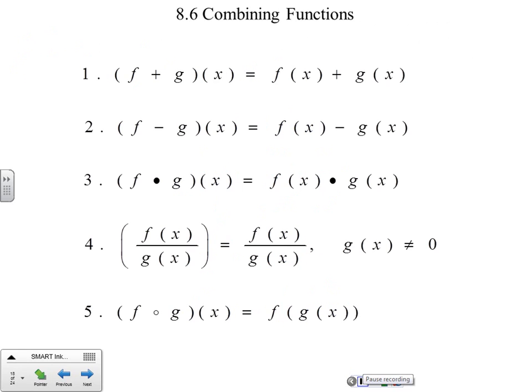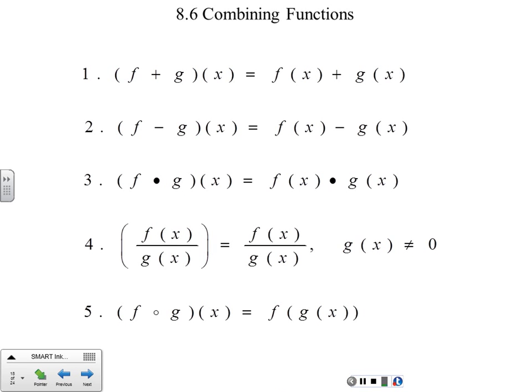Let's do combining functions. So what happens if you have 2 or more functions and we need to combine them? You did this in Math 100 as well, or Algebra 1, whatever your case may be. It's just you've never seen it written in functional notation. But when I show it to you, you're going to be like, oh, okay.